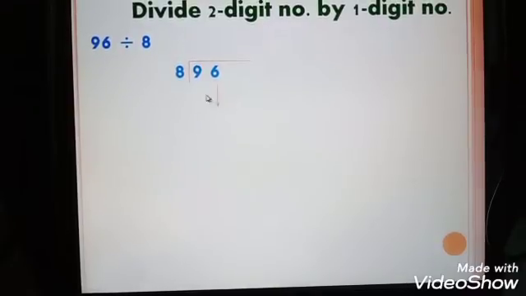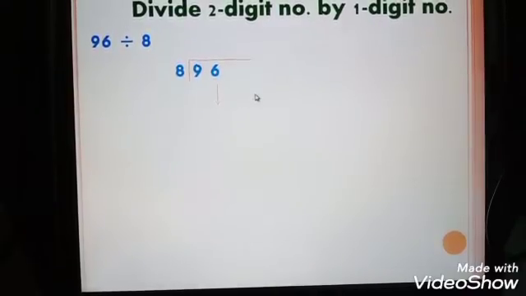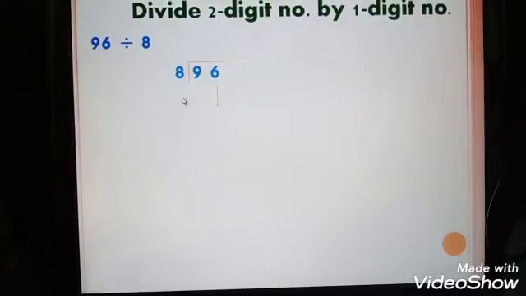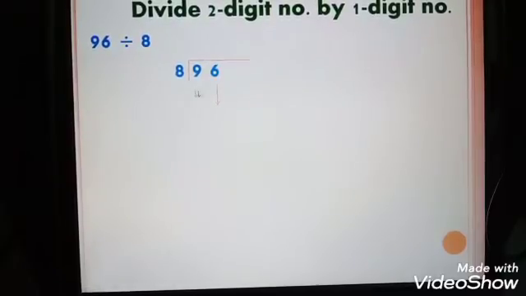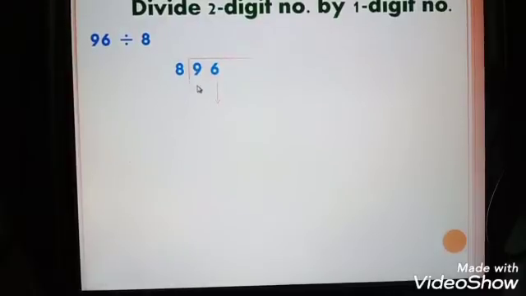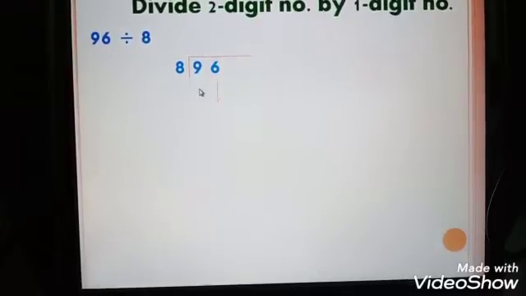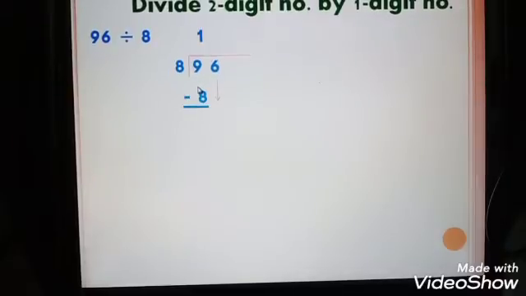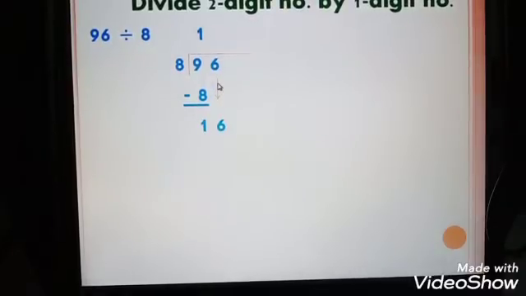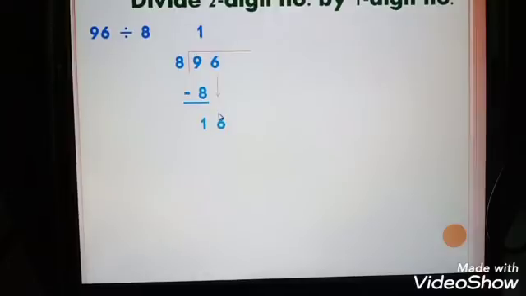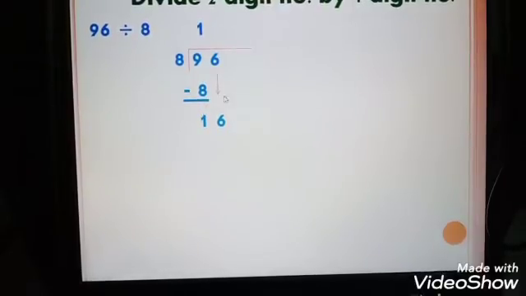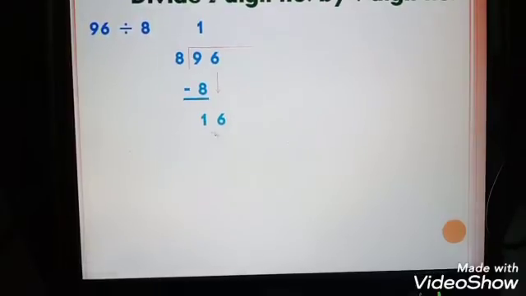8 1 are 8, 8 2 are 16. Now 16 is bigger than 9. So what will we do? We will take 8 1 are 8, because 8 is just smaller than 9 in the table of 8. So we will write 8 1 are 8 and subtract now. 9 minus 8 is 1, and then borrow 6, and it becomes 16 now.